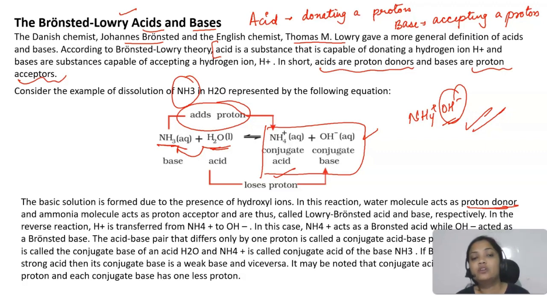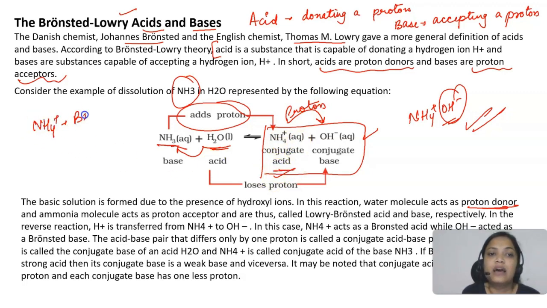Now there will be an equilibrium between it. So whenever we talk about equilibrium, we will be talking about the reverse reaction also. So in the reverse reaction, hydrogen ion is transferred from ammonium, or like you can say proton is transferred from ammonium ion to hydroxyl ion. So in this case, ammonium ion will be acting as the Bronsted acid, whereas hydroxide ion is acting as a Bronsted base.